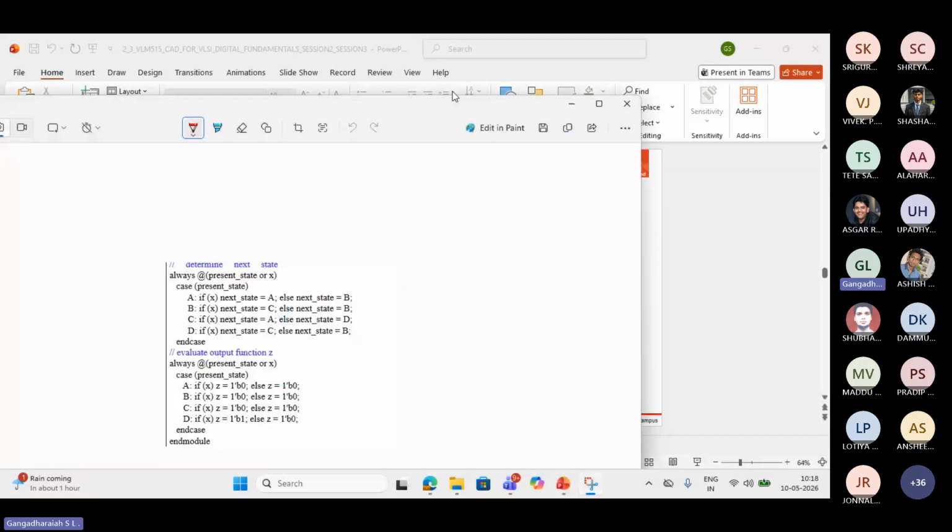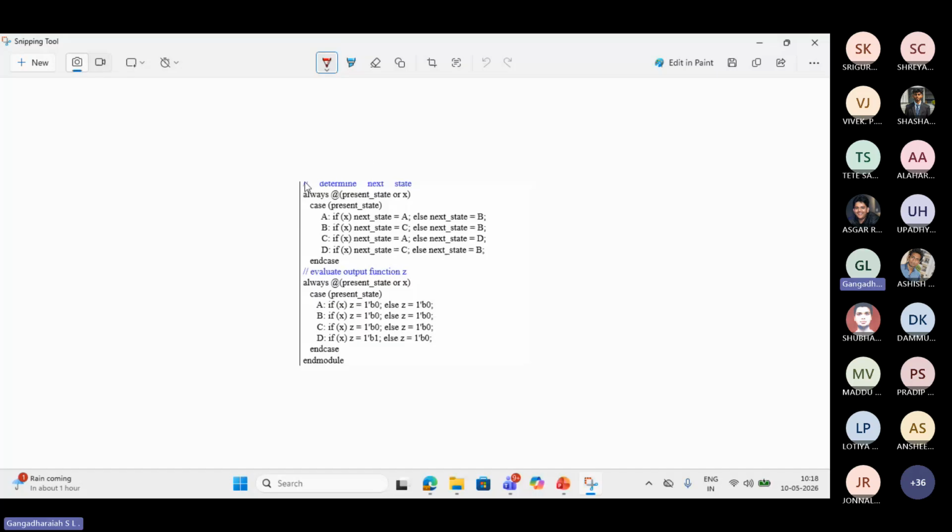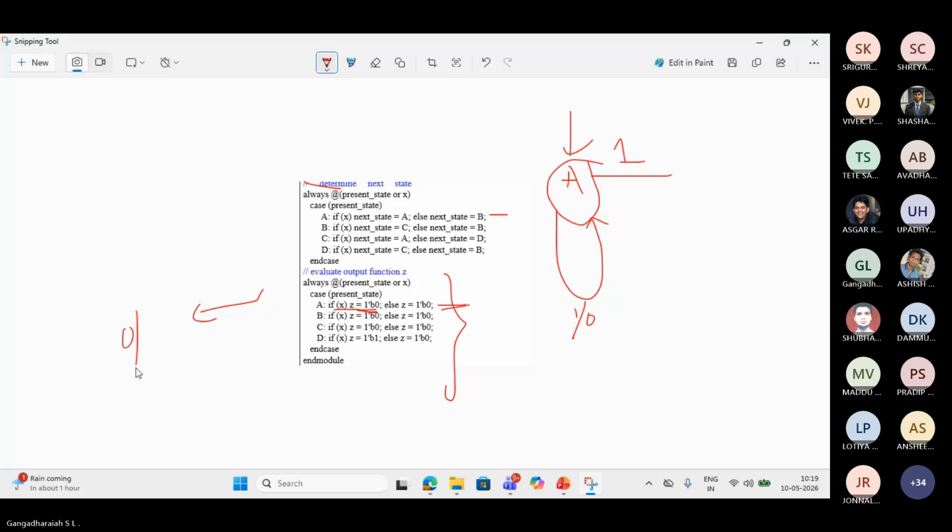Let's say this is my reset state. This is my A, please understand. If X is 1, what is my next state? Let us say if X is 1, my next state is 1. And if X is 1, my output is 0. For state transition, look at this. For output, you look at this. This is always for output, and this is always for state transition.